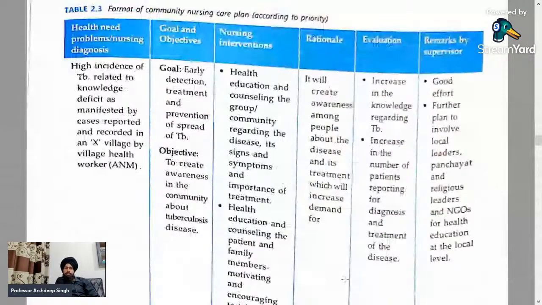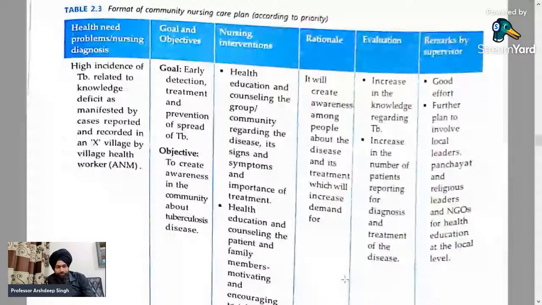The rationale is also given over here, like it will create awareness among people while we are performing the nursing intervention. So the rationale is that we are educating the people. What will it do? It will create awareness among people about the disease and its treatment. So that will be beneficial. And what evaluation we are expecting, or what we will get, is an increase in the knowledge regarding TB. That was our objective, and that is what we are getting. Remarks by the supervisor would be there at last. So this is how we plan the nursing care plan for a specific community or a specific individual. Okay, this is the format.